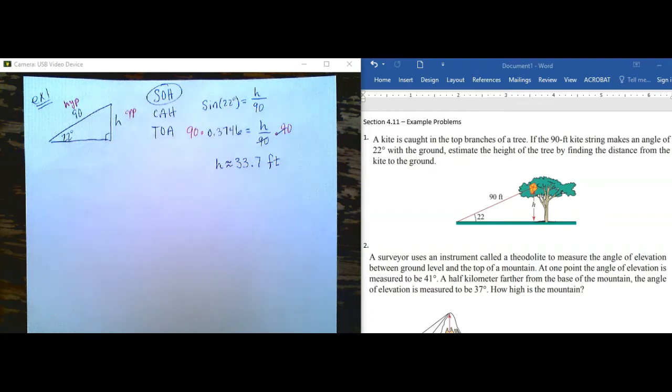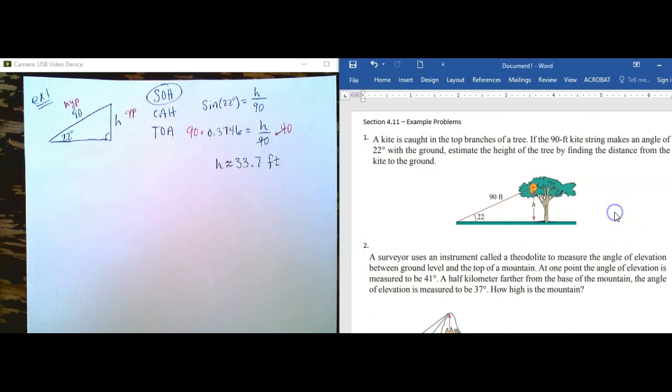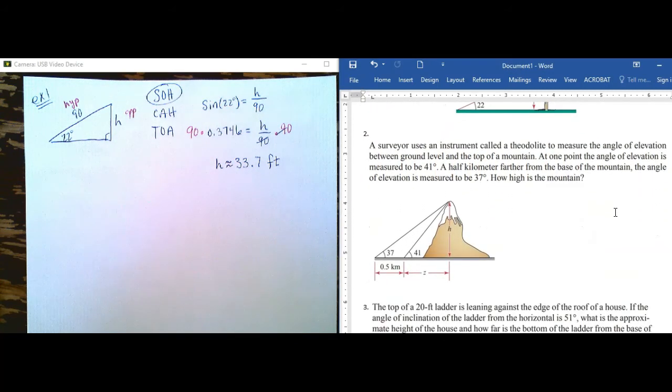Because right triangles exist a lot in real life. They're everywhere if you look. So we can actually use these techniques, these math techniques, to find the heights and distances of certain things, okay? Let's look at our second example.